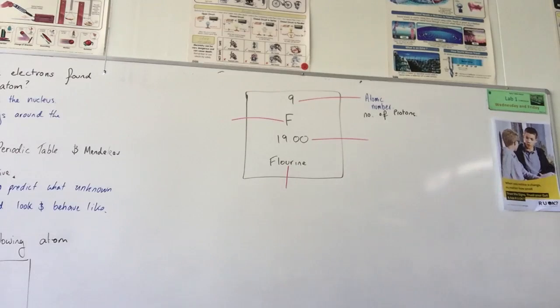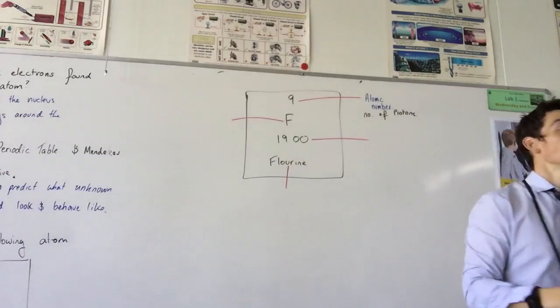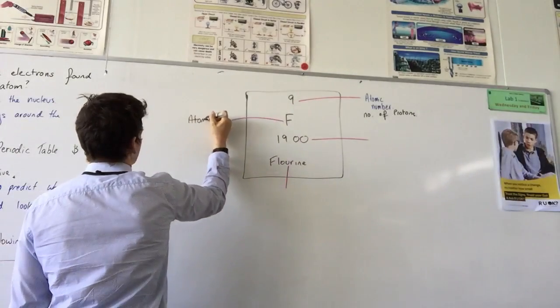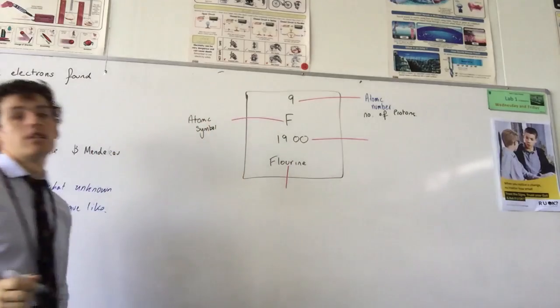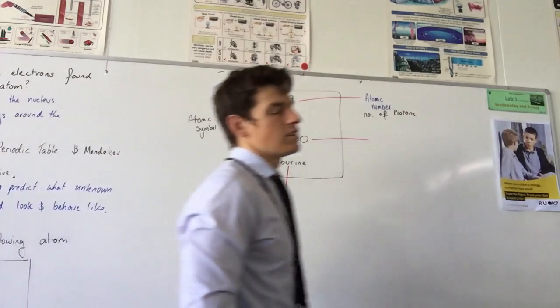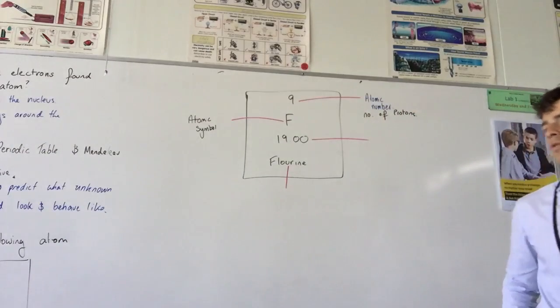Cool. F. What's that for? Atomic symbol. Why do we have atomic symbols? Very, very good. I don't need to write anything else for atomic symbol because we don't really take much more meaning out of it than we know that that's fluorine. You'll need that later on in chemistry, but not really right now.